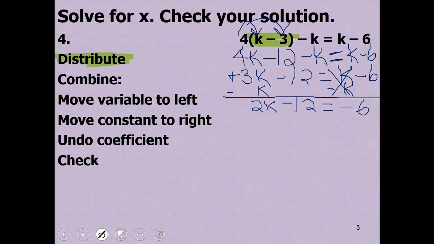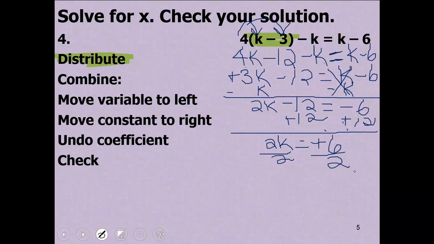All right, now I'm going to move my constant to the right. I'm going to add the opposite of 12. And I have 2k is equal to, okay, be careful here. I have negative 6 plus 12. I have different signs, so I take their difference. Difference means I subtract. 12 minus 6 is 6. Now, what do I have the most of? I have 12 positives and 6 negatives. I have more positives, so this has to be a positive 6. Then I'm going to divide by 2. k is equal to 3.